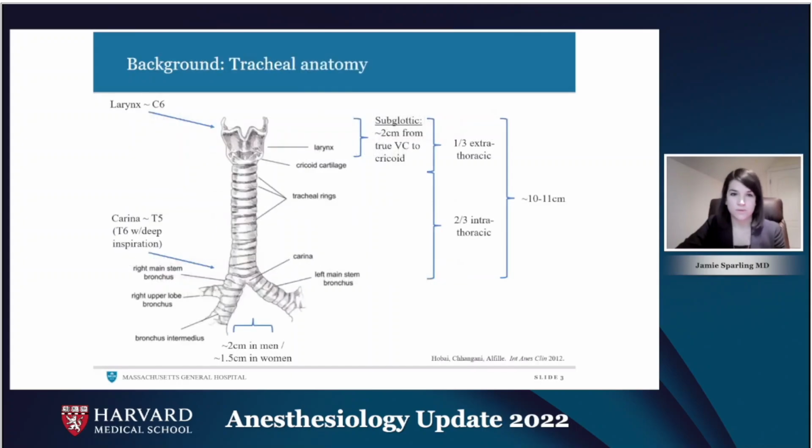First, we'll review normal tracheal anatomy. The adult lower airway extends from the true vocal cords to the level of the carina. The first 2 centimeters of the trachea, extending from the vocal cords to the cricoid cartilage, are considered the subglottic airway. In normal adults, the narrowest portion of the upper airway is located at the level of the vocal cords. However, this is not necessarily true in patients with tracheal stenosis.